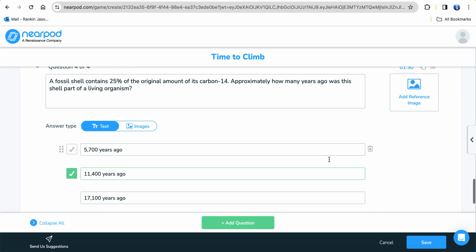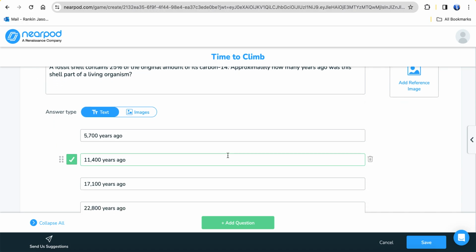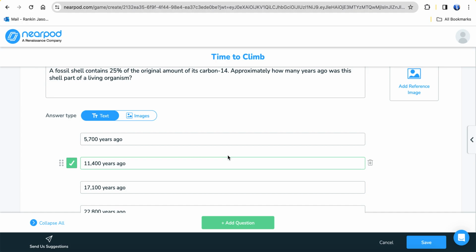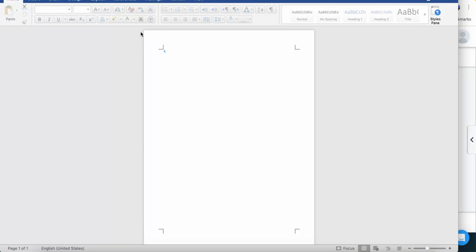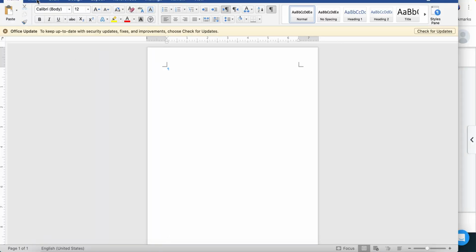Okay, for the first one, we can see the answers here, and I'll describe it to you. A fossil shell contains 25% of the original carbon-14. Approximately how many years ago was this shell part of a living organism? I think you already had that in the previous class. Always try to create your graphic organizer.